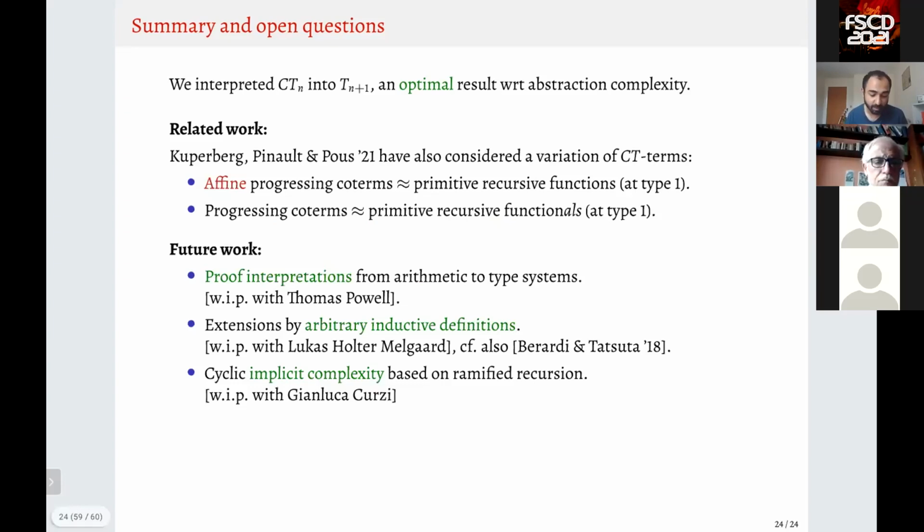As I said, my ultimate goal is to get a proof interpretation between cyclic arithmetic and cyclic T. This is joint work with Tom Powell, and there are some other interesting things going on. As we saw in the beginning, some examples that could be useful for complexity theory. That's work with Gianluca Curzi. And finally, trying to admit arbitrary inductive definitions. This can be done in many ways. There's certainly relevant work by Berardi and Tatsuta from 18, and work with a master student, Lucas Melgard.